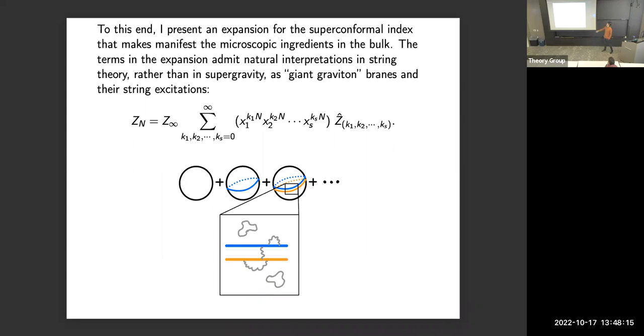Such a formula seems to be generally applicable, at least in four-dimensional gauge theories. There's actually some good evidence, and actually a mathematical theorem, which guarantees the existence of such an expansion for any U(N) gauge theory with adjoint matter. But the physical interpretation of the terms in the sum as giant graviton branes and their string excitations is what I want to present in the talk.